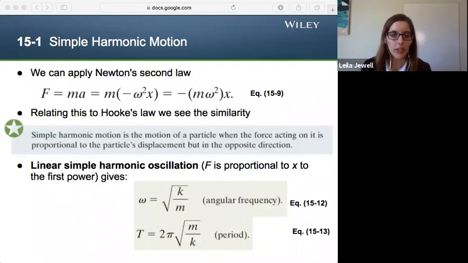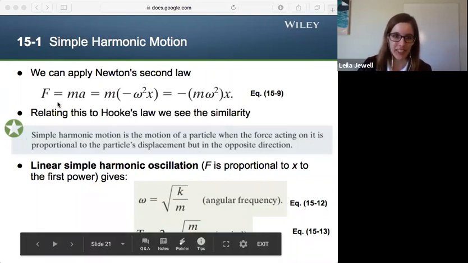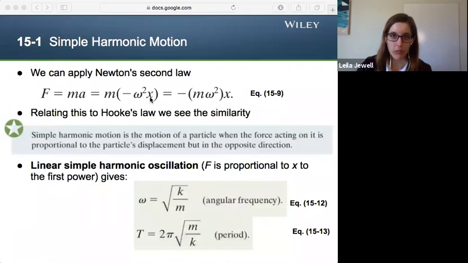One more thing, we can apply Newton's second law to simple harmonic motion. I know we can't get away from Newton's second law. It pops up yet again. So if we go back to our classic F equals ma, for acceleration, we're going to plug in negative omega squared x, what we just got as our acceleration value. So if we pull the negative out and we group the m and the omega squared with the k, we notice that this looks a lot like Hooke's law, right? Where Hooke's law is F is equal to negative kx.